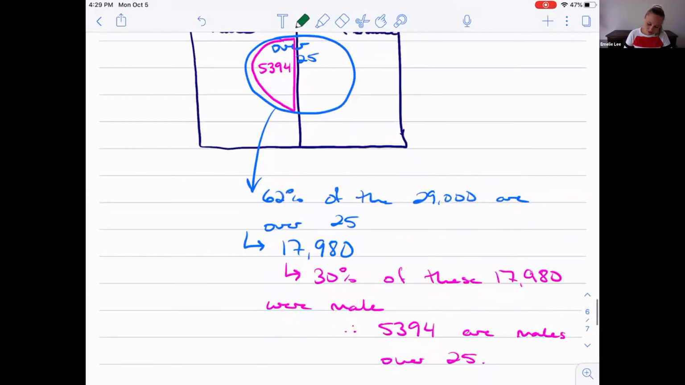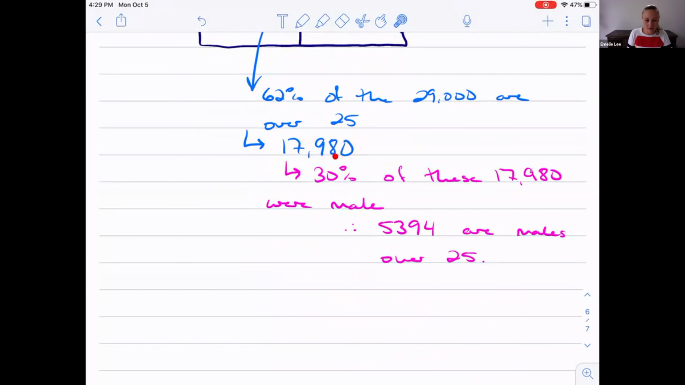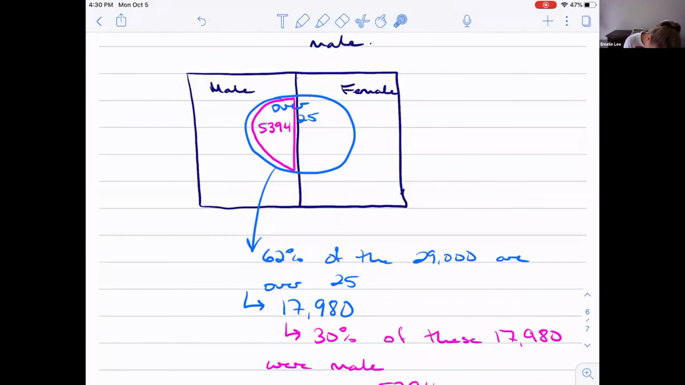So now we know the total over 25 is 17,980. And so for the females over 25, it's going to be this half, which is 17,980 minus 5,394, which is 12,586. And you can just double check your math because you know that only 30% were supposed to be male, so the numbers should make sense.